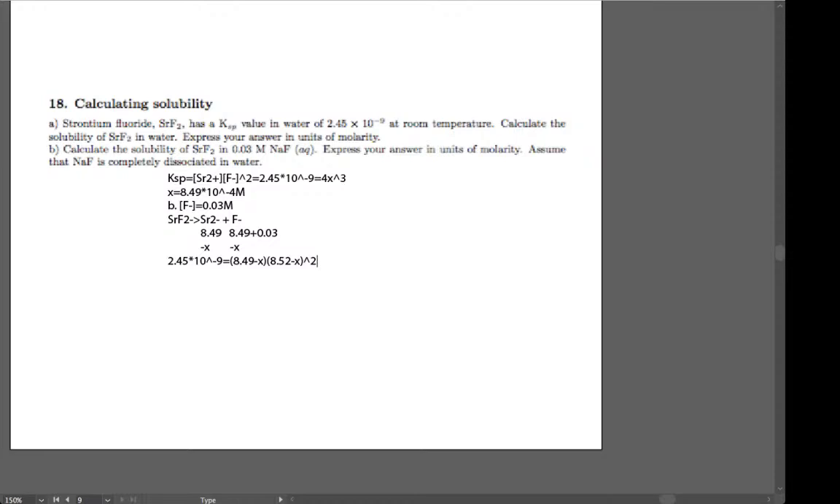Oh wow, this is going to be very tiring. Fine. C. Where's C? Okay. 8.52 squared. That's the cube root of 2.45 times 10 to the power of negative 9. Close it. Divide the thing by 4. Close it. Add it by 0.03. Put cages around it. Square the number. But that's negative. Oh no.